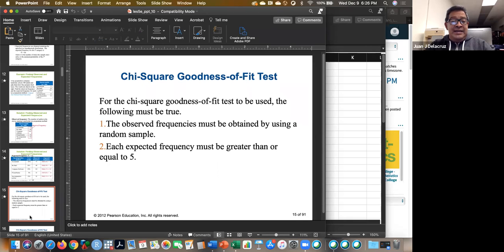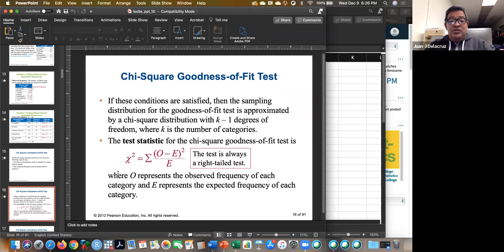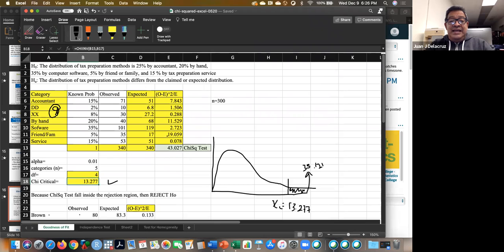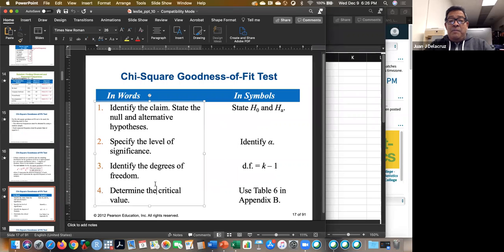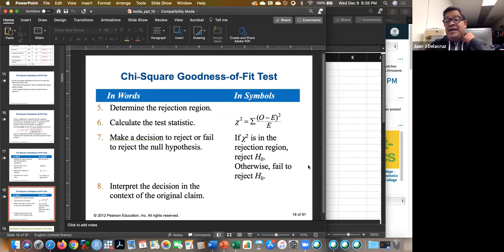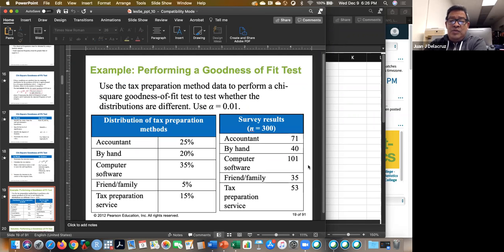We had an example here that we were doing. This is my test statistic. I'm gonna subtract the expected from the observed, square it, and then divide it by the expected. That's how we build this formula. At the end, the summation of all these values gives me the chi-square test statistic, and I'm gonna compare it with my critical value and make a decision. If chi-square is in the rejection region, we reject H naught, otherwise we fail to reject H naught. So that's what we did last class.